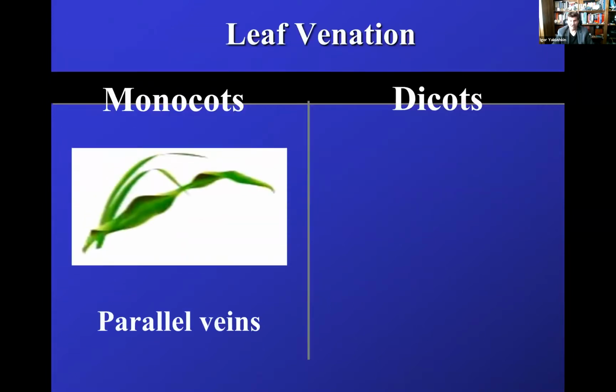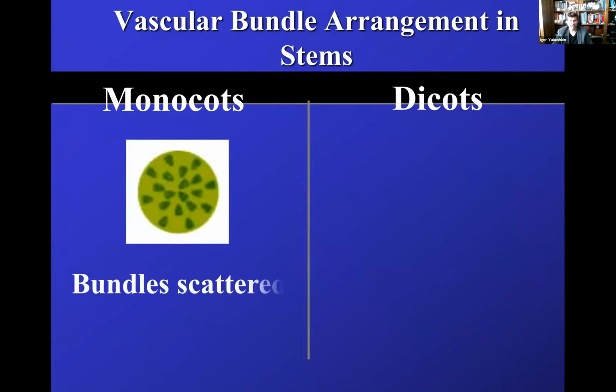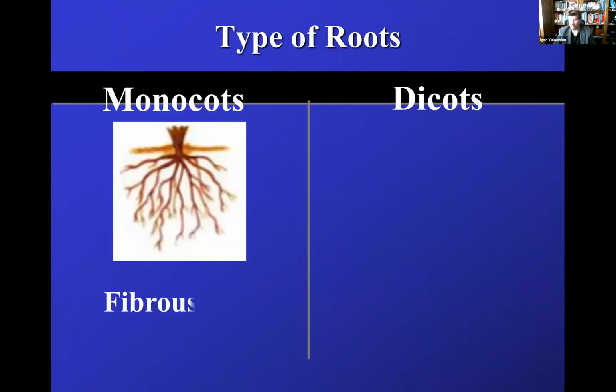All right, so again, leaf venation, parallel veins will be a monocot, pinnate or palmate most likely will be a dicot. Bundles scattered throughout the stem, that's a monocot. They are arranged in a ring, most likely a dicot. As a matter of fact, most of the trees, like the wooden trees, those are dicots. And you might have heard that palm trees are not actual trees, and palm trees are monocots.